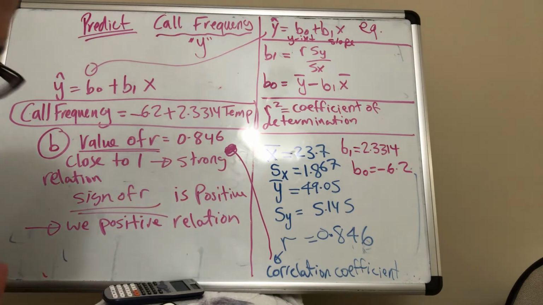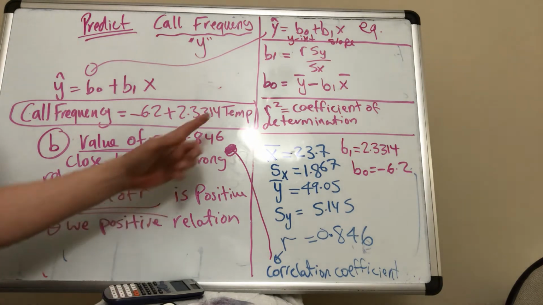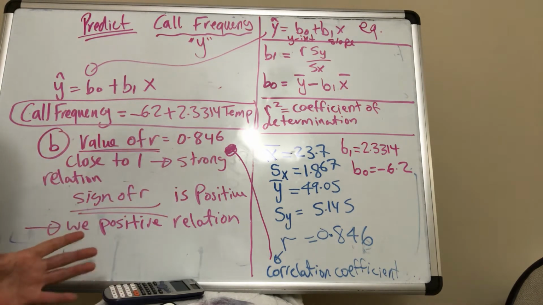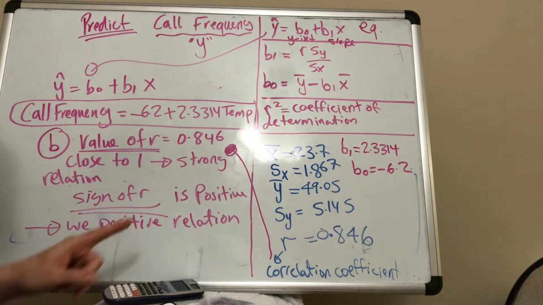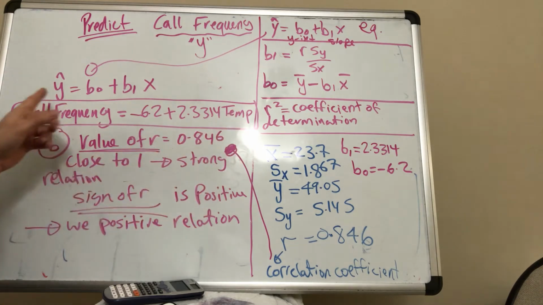What does positive relation mean? It means that X and Y, temperature and call frequency, always go together. Positive relation means X increases, Y increases, or X decreases, Y decreases.